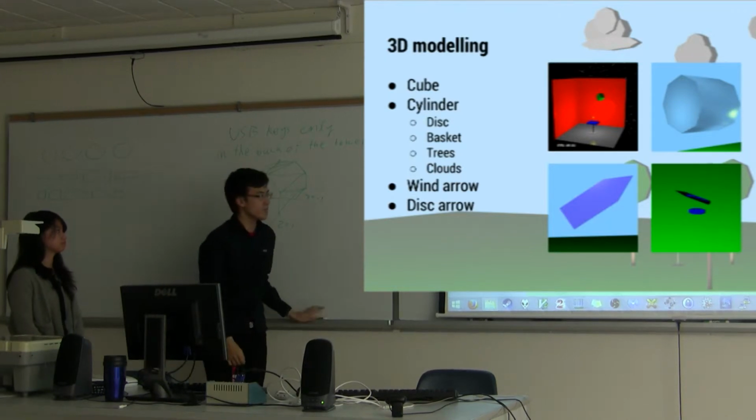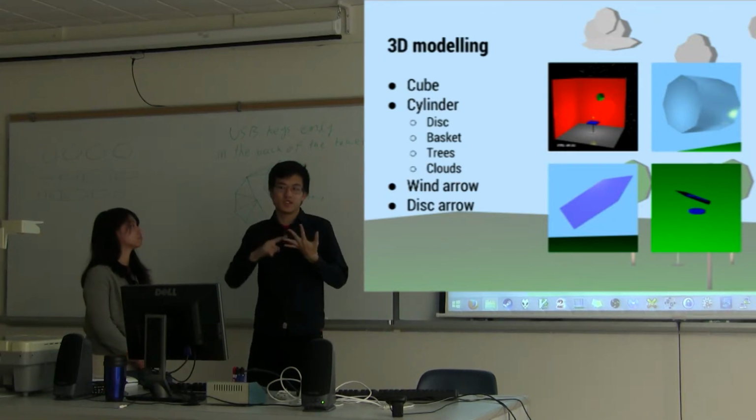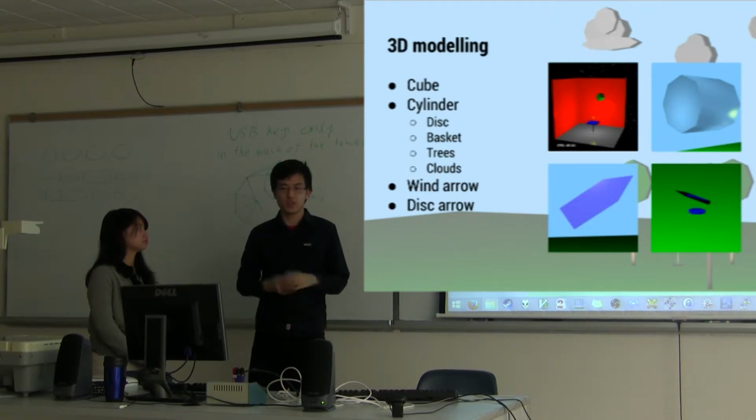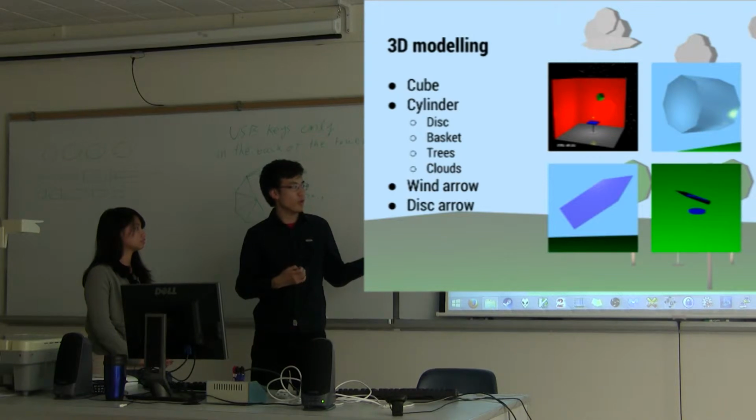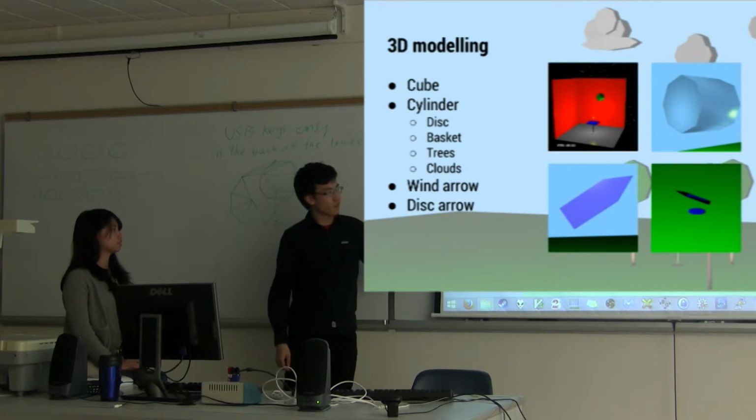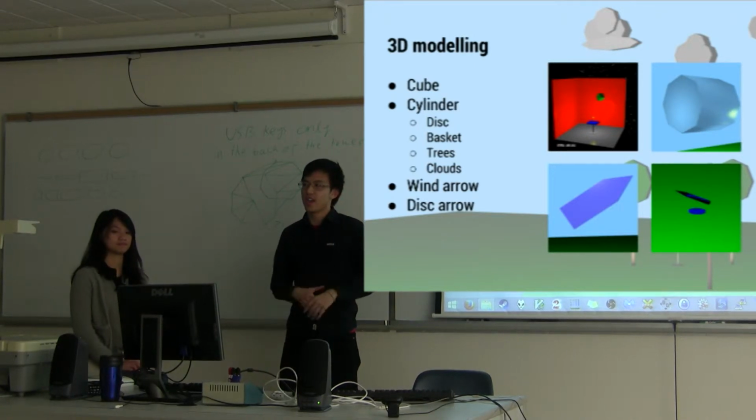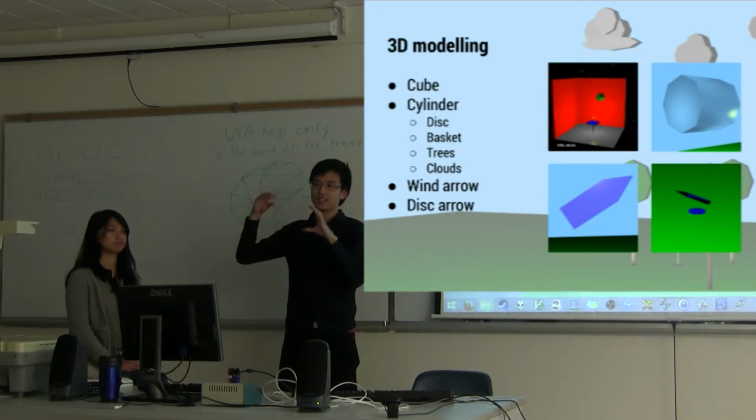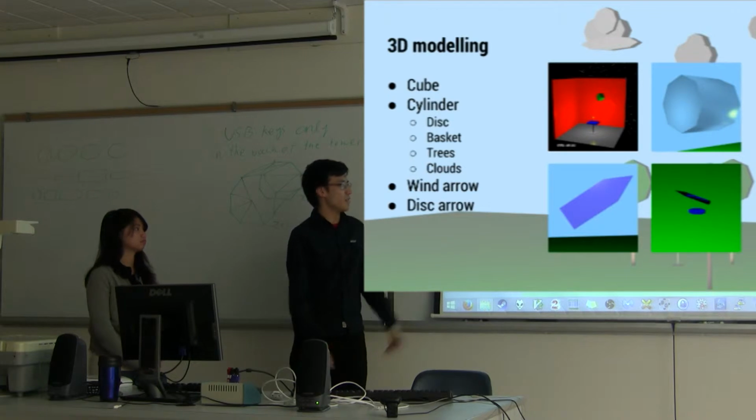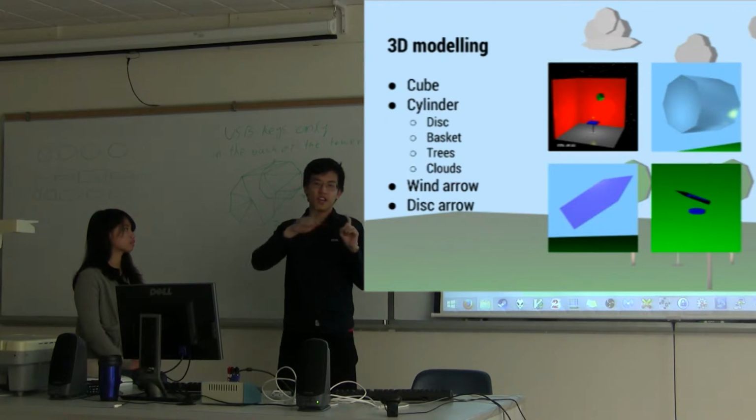It's 96 triangles. That was the basis, and that was how we made our disc, basket, trees, clouds, kind of everything. The cube and the cylinder allowed us to model those. We also had some modified shapes. We had an arrow for the wind. In our game, we have a random wind vector that's generated on every throw. We modified the cube method to add a point at the end of it, and you'll see that floating in the air. We also modified the cylinder to have a little point, and that shows you where you're pointing the disc.